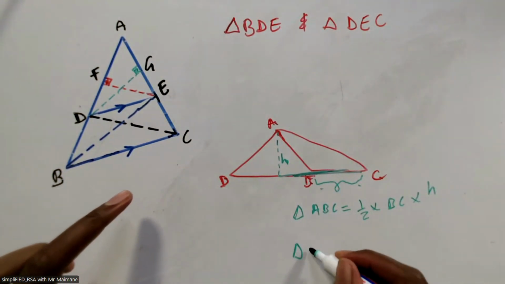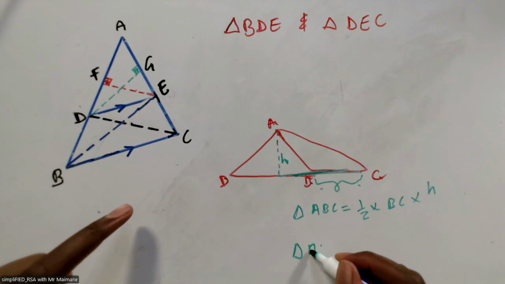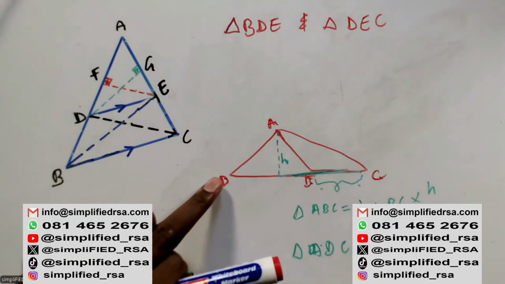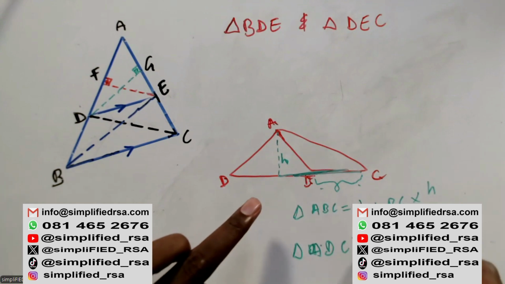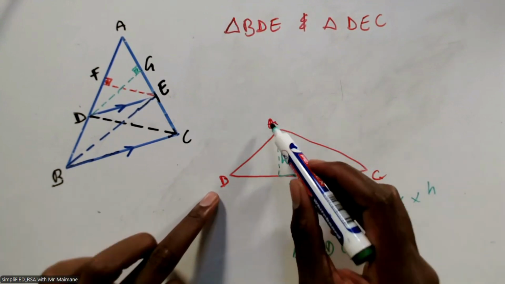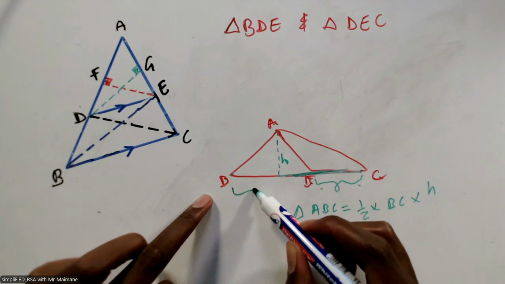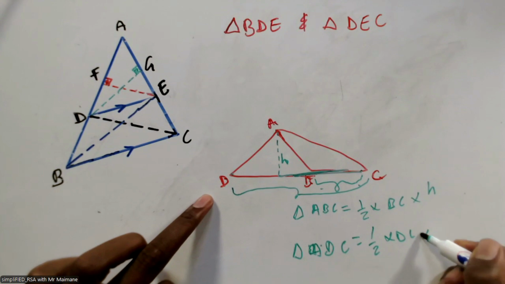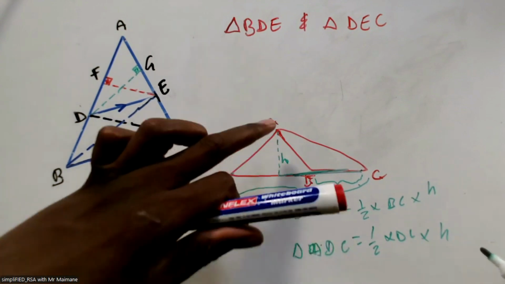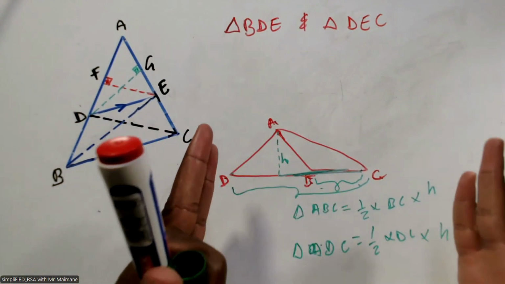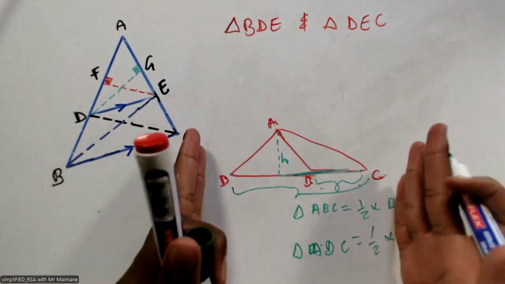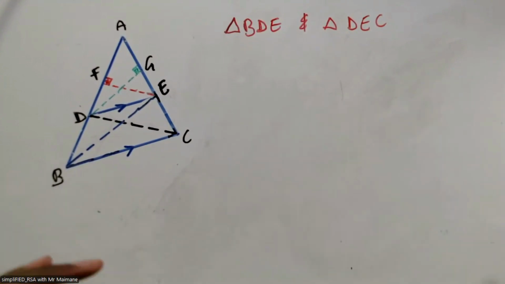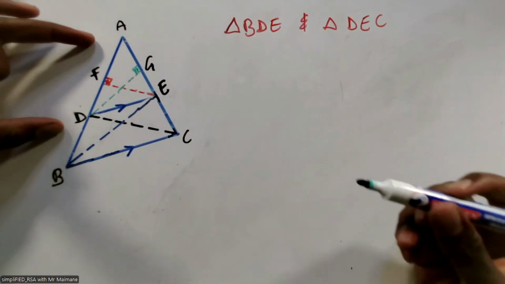Also, if we calculate the area of triangle ADC, it would still be half. Now the base for ADC would be DC, times the height again, because the height is the same. So I just want you to get the concept that two triangles can share the same height, which happens to be our situation here.